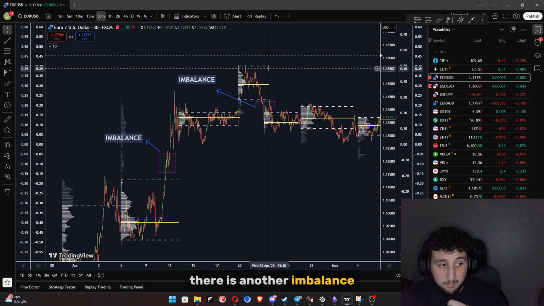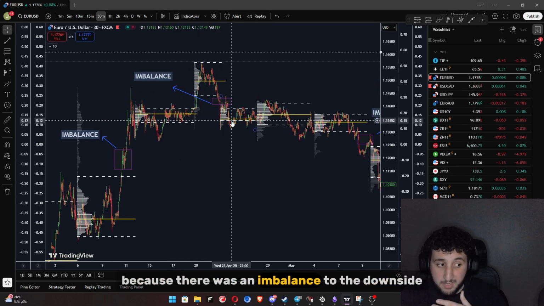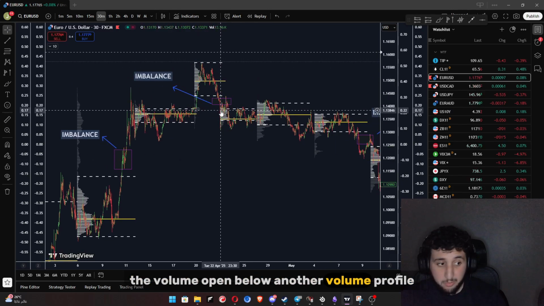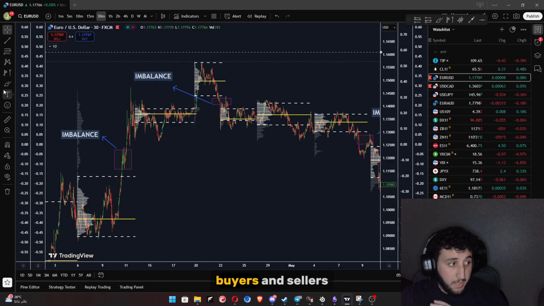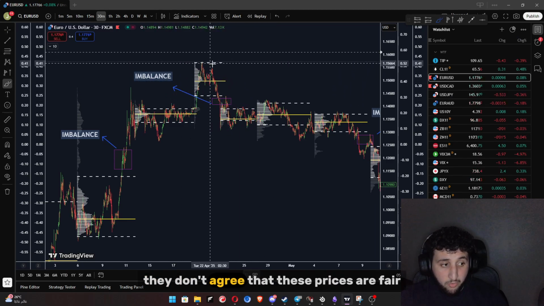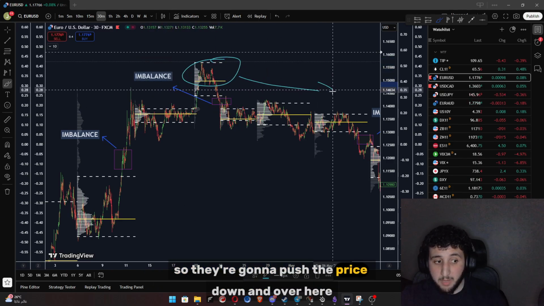But look, there is another imbalance, and now prices are just going down because there was an imbalance to the downside. The volume opened below another volume profile, and this tells us, okay, buyers and sellers, they don't agree that these prices are fair, so they're gonna push the price down.